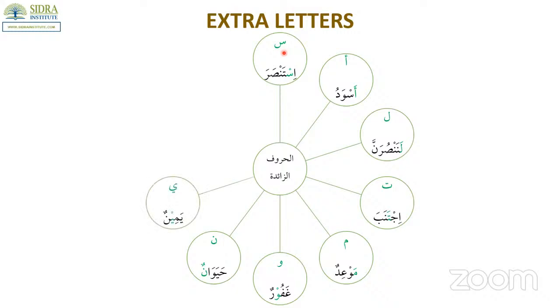The ya can also generally appear as an extra letter, like yaminun, the right hand. So yaminun, the root letters here will be ya, meem, and noon. You won't check for this word in the dictionary under ya, meem, and ya, because the middle ya is an extra letter. Ha can also, for example, hal qama. In this word here, hal qama, the ha is an extra letter.